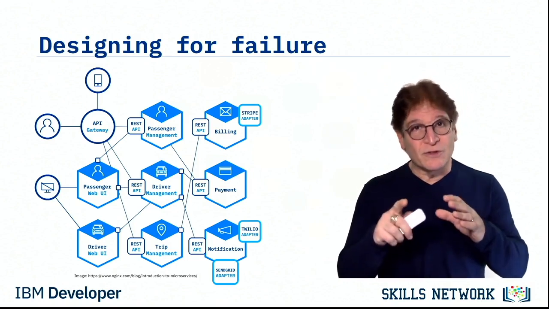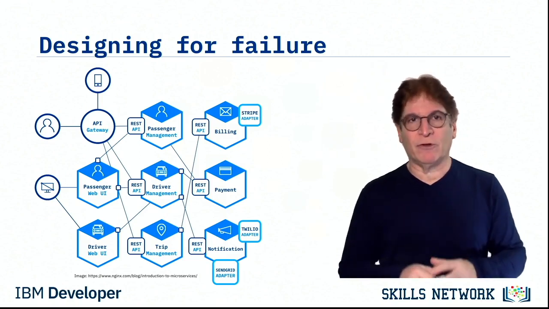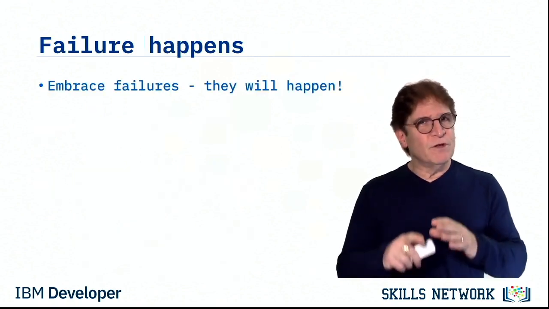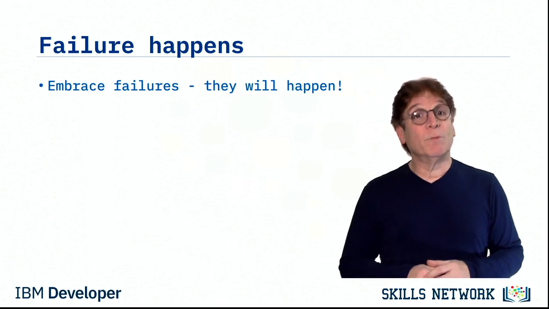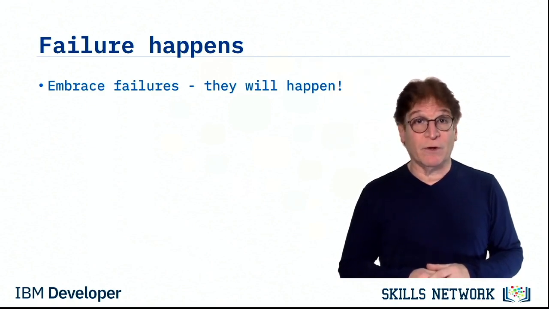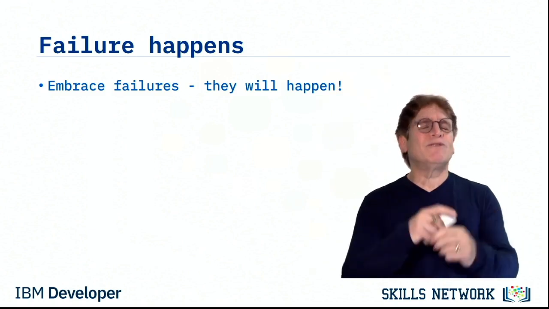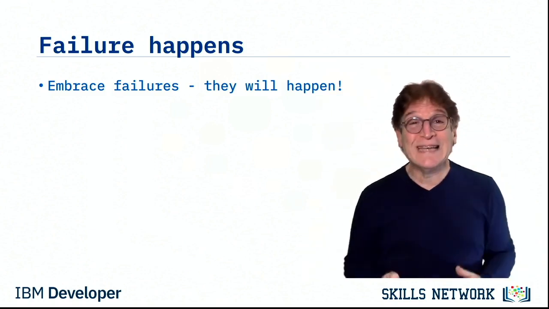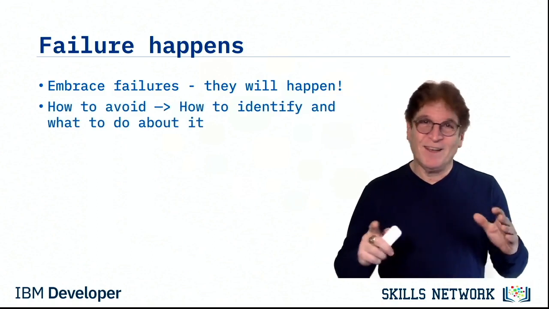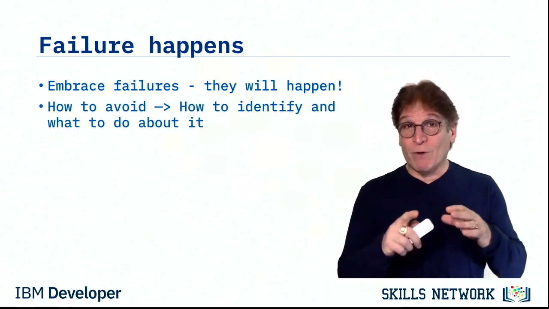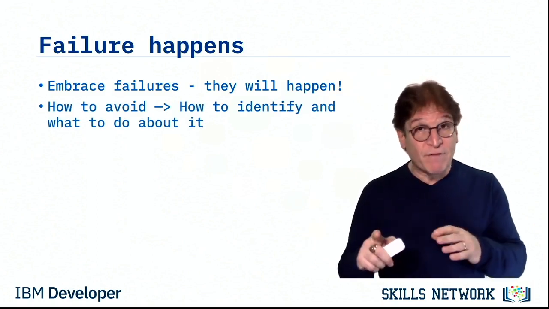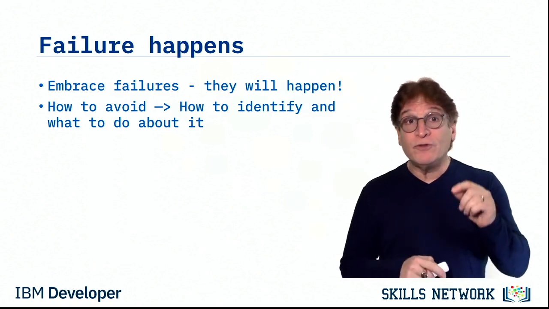This is why you need to design for failure at the application level. Since failure is inevitable, you must build your software to be resistant to failure and scale horizontally. We must design for failure. We must embrace failure. Failure is the only constant. We must change our thinking from how to avoid failure to how to identify failure when it happens and what to do to recover from it.